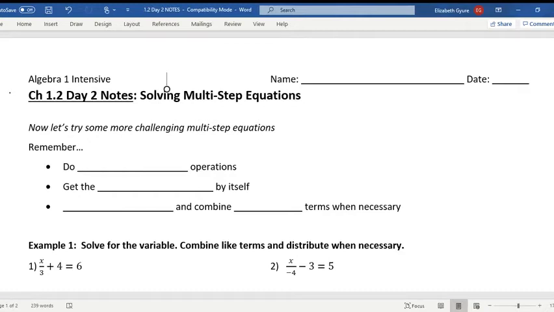We are going to continue with what we started yesterday, multi-step equations. The whole first page is just extra practice with those. Okay, so go grab a calculator if you need one, if you haven't yet.